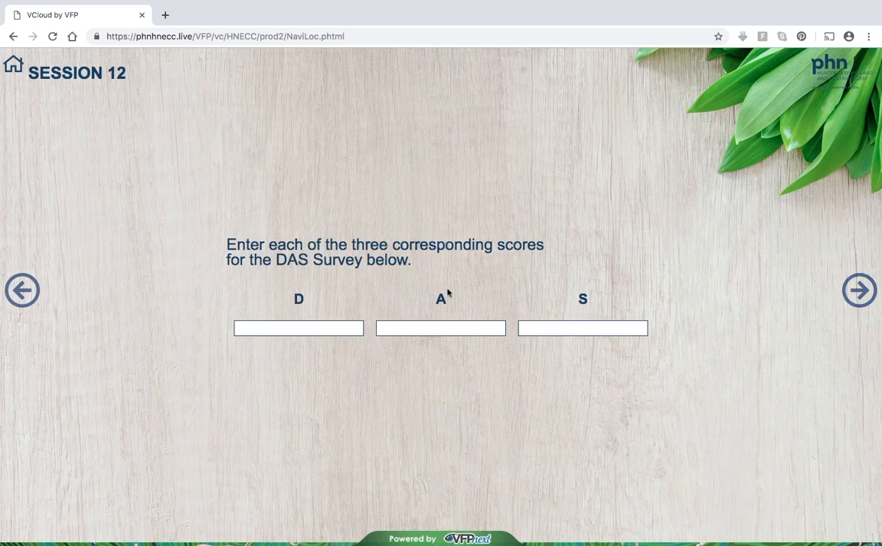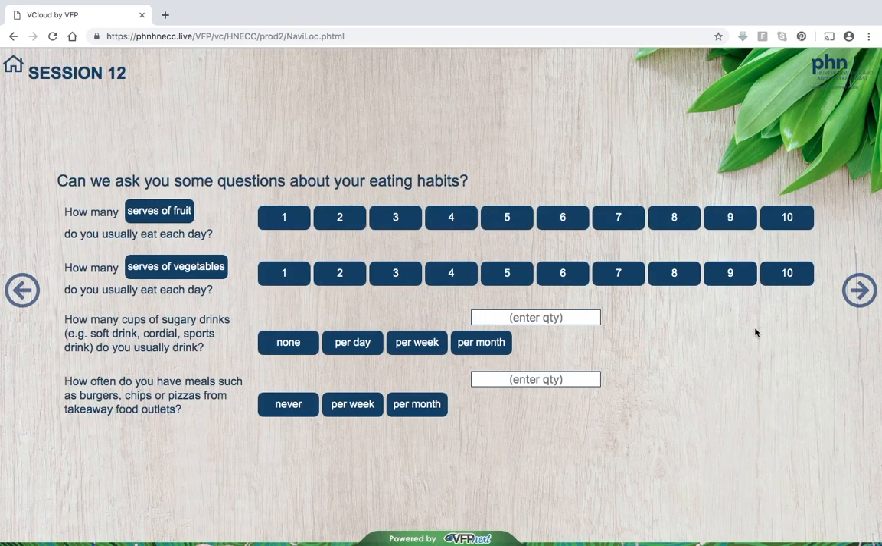Then we go on to measure their depression, anxiety and stress scale, and we want to do the same thing. We just want to enter the numbers that we add up from the depression, anxiety and stress questionnaire. Then we go on to asking similar questions to session 1, where we want to know about their eating habits and how many serves of fruit they're consuming per day compared to session 1. Then we go on to serves of vegetables.